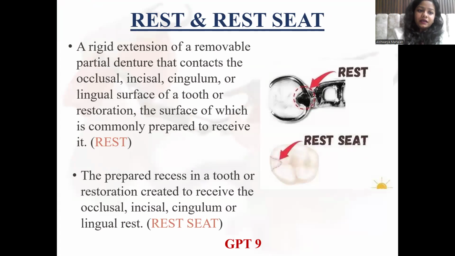According to GPT-9, a rigid extension of a removable partial denture that contacts the occlusal, incisal, cingulum, or lingual surface of the tooth or a restoration is known as rest, whereas the prepared recess on a tooth or a restoration created to receive an occlusal, incisal, cingulum or lingual rest is known as a rest seat. So the metallic component of the cast partial denture is the rest part, and the recess which we have prepared into the tooth is the rest seat part.